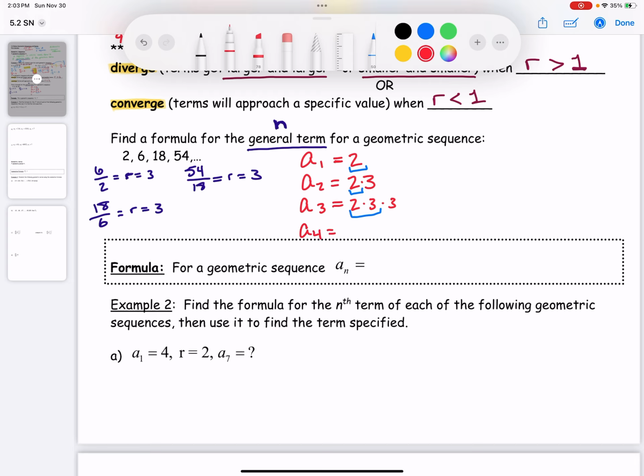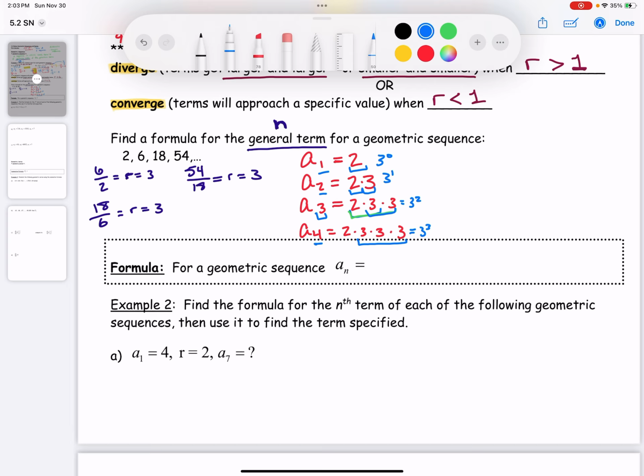A4 was, it's going to have this whole thing from before. So it's got 2 times 3 times 3 times 3 again. And now let's see if we can look at some patterns here. See, we've got 4 is the term, and 3 times 3 times 3. Okay, that's 3 cubed. Up here, 3 is the term, 3 times 3, that's 3 squared. 2 is the term, 3 to the first power. 1 is the term, 3 to the 0. So we've got this common pattern.